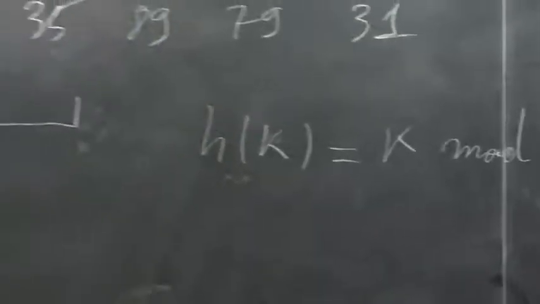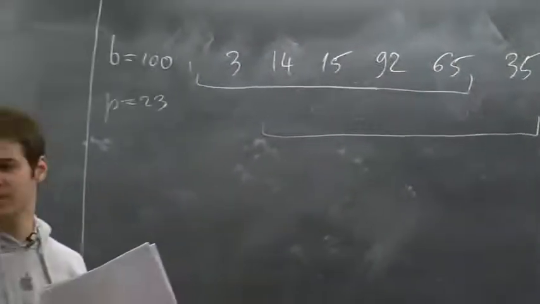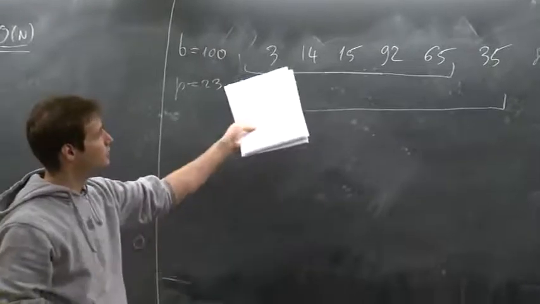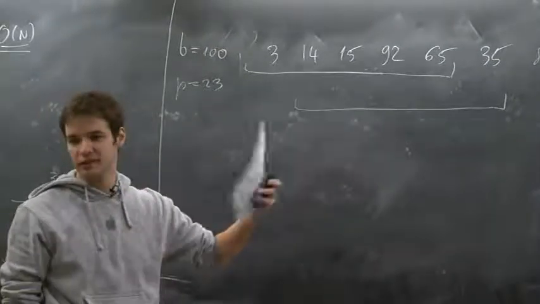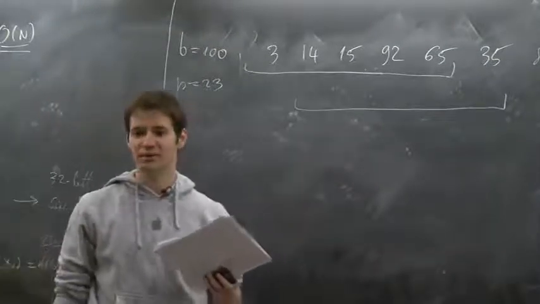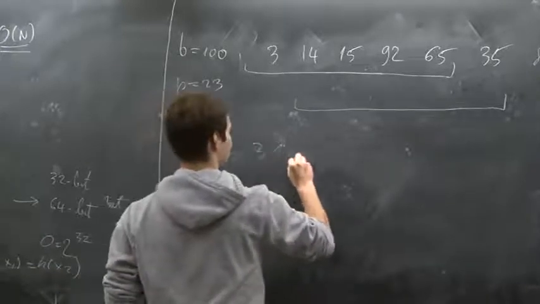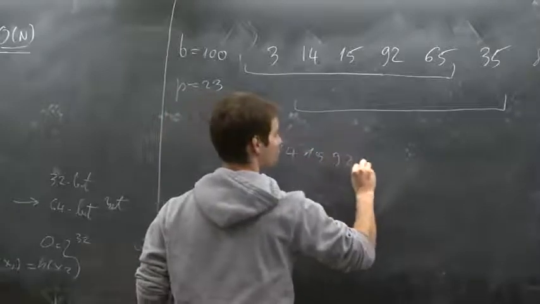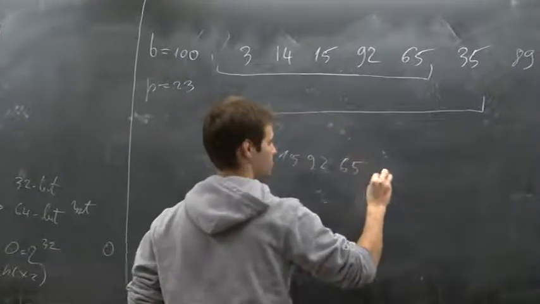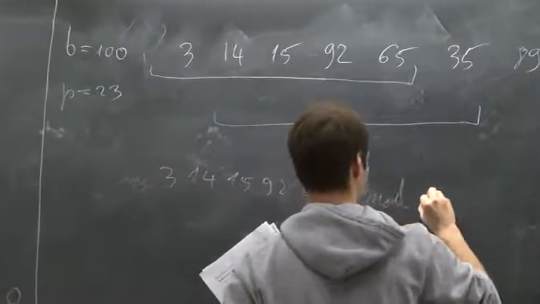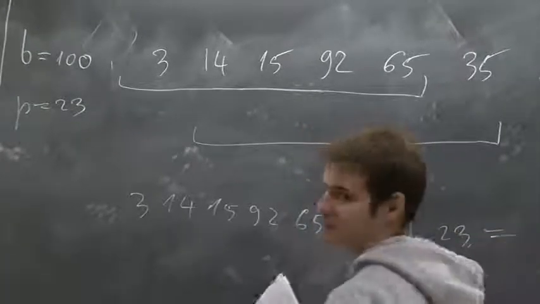So let's compute the value of the hash for the first sliding window, and then we'll compute the hash for the second sliding window. Oh, there is someone with a computer. Sweet. 3, 1, 4, 1, 5, 9, 2, 6, 5 modulo 23 is how much?